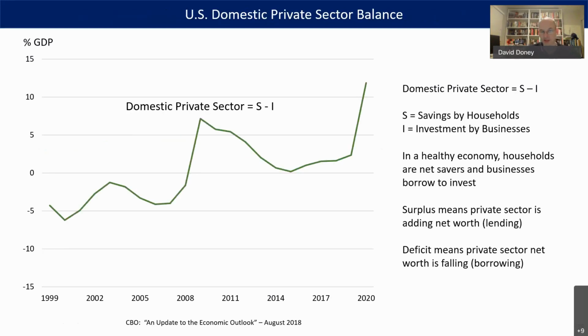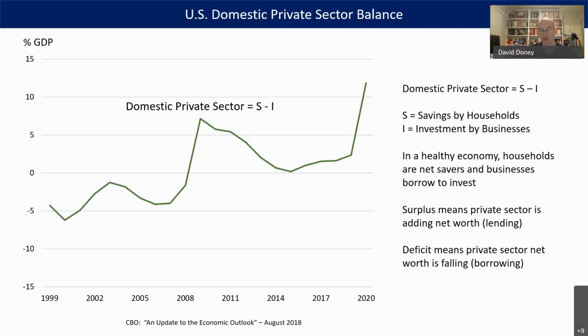And the domestic private sector is the last of the three. This is savings minus investment, so S minus I. This is savings by households and investments by businesses. Think of it as, in a well-functioning economy, the households are putting money in the bank, they're saving it. And when I say bank, I mean the financial system at large. And then businesses borrow that money and they invest it. They buy property, plant, and equipment, or they do mergers, or whatever. They are borrowing the money from the financial system and investing it.